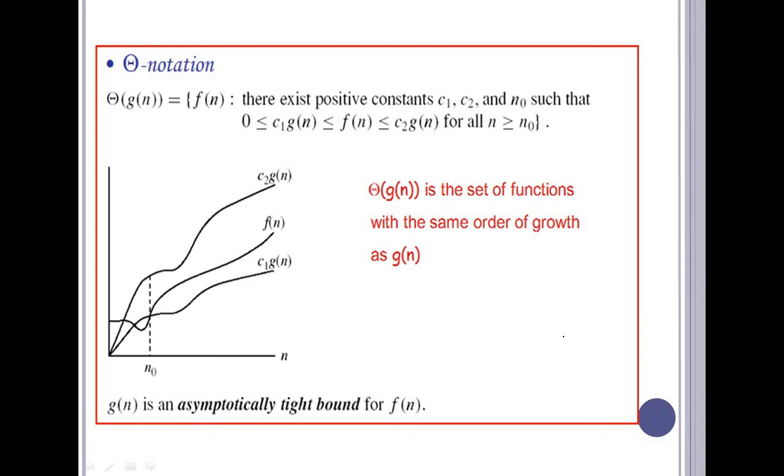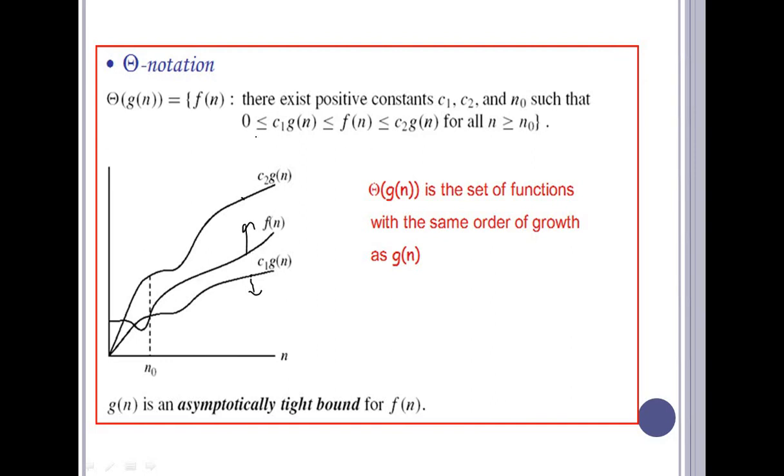So theta is going to represent the tight bound, or the average case scenario, for the algorithm. You can see that my f of n time complexity is never beyond C2 g of n and never below C1 g of n. So it's like a sandwich. Therefore g of n is always an asymptotic tight bound for my f of n.